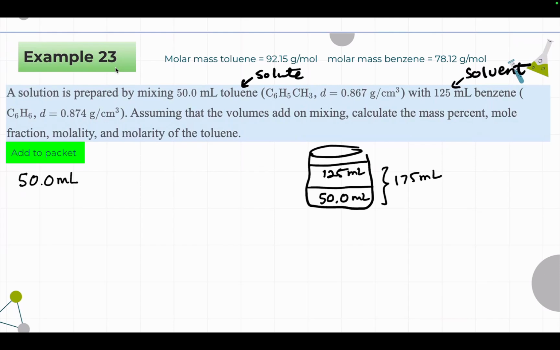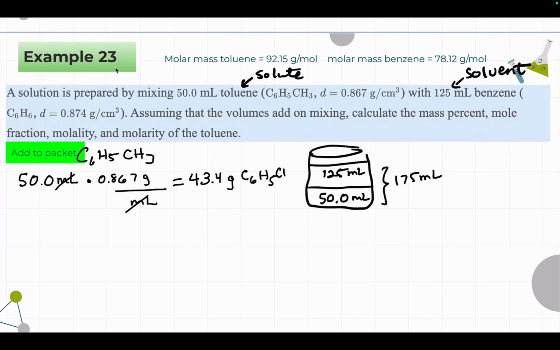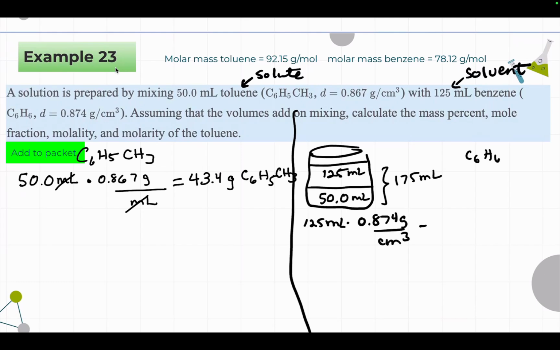So if I have 50 mL of toluene, and I'm just going to make a kind of a heading here, so I don't have to keep writing it out, I'm going to use the density that's given, 0.867 grams per cubic centimeter. A cubic centimeter is a milliliter, so those are the same thing. So you can see that I have 43.4 grams of toluene. And I'm going to do the benzene over here, kind of make it into a T-chart, but I might run out of room. So I have 125 milliliters, and the density is given. So a cubic centimeter and a milliliter are the same thing. So I have 109 grams of benzene.